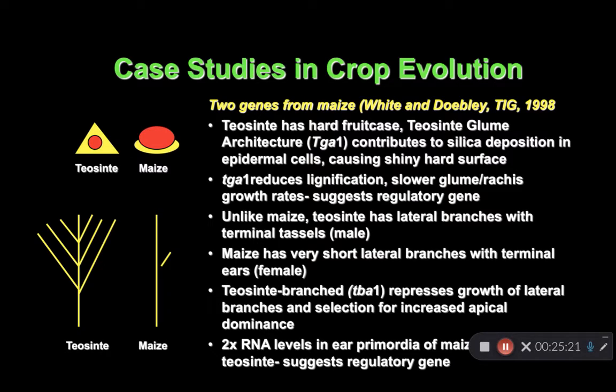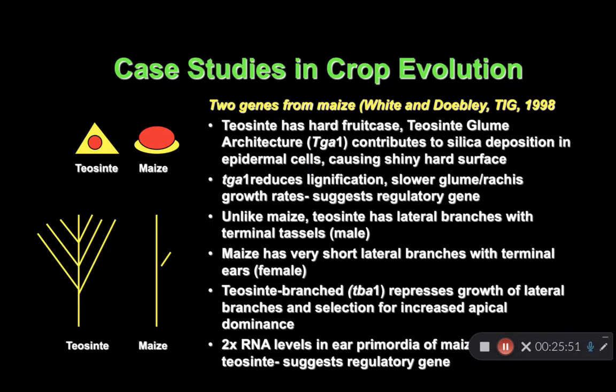The two probably best examples are in corn. One of them is the gene that I talked about earlier, which turns the hard fruit of the teosinte, that really rock-hard fruit, into this open kernel that's pictured on the top right. And that's a gene that's widely known. That gene is called teosinte glume architecture, or TGA1, and it has been modified through domestication and selection to make this big, beautiful kernel that is not lignified.